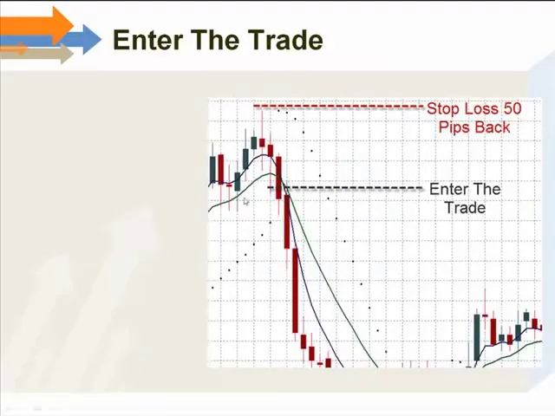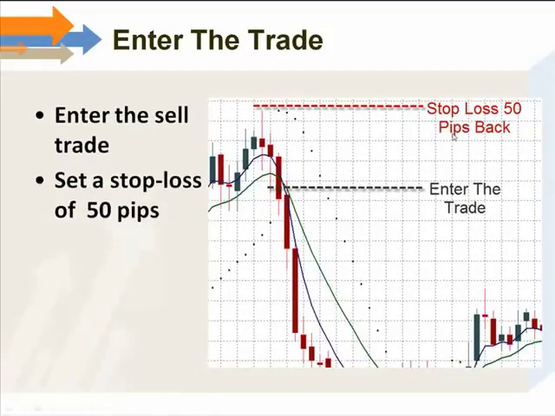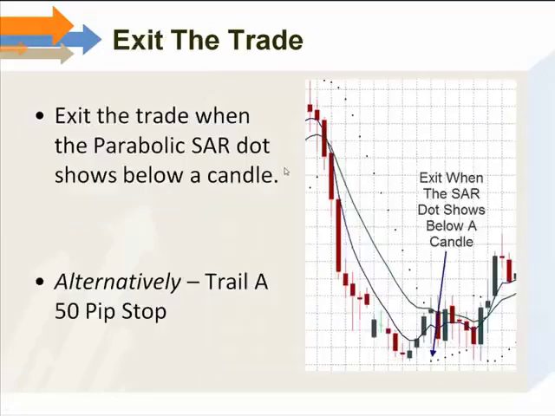So let's do that. We enter the sell trade at that point, and we set a stop loss, 50 pips back from the entry point, to protect us in case things don't go our way. Then once we're in the trade, we exit when the parabolic SAR dot appears below a candle. In this case, we entered the trade up here, and we stayed in the trade all the way until the parabolic SAR dot appeared below the candle on the chart. Alternatively, we could have trailed a stop at 50 pips. In this case, it probably wouldn't have made much difference for profitability, but when you're starting out, use this exit strategy. It's the simplest.